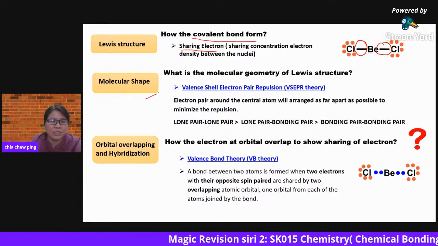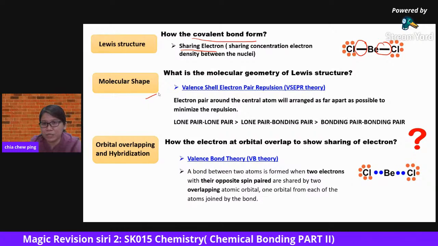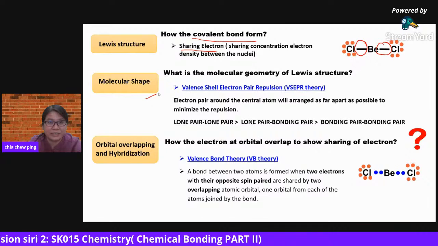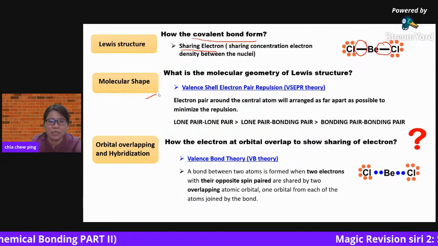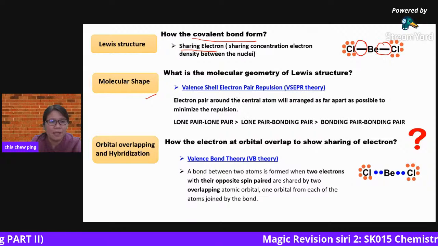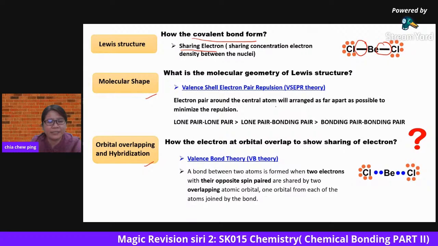So in 4.2 we learn about molecular shape. What is the molecular geometry of a Lewis structure? We predict the molecular shape from the Lewis structure by using the valence shell electron pair repulsion theory. Now in 4.3 we learn about orbital overlapping and hybridization.